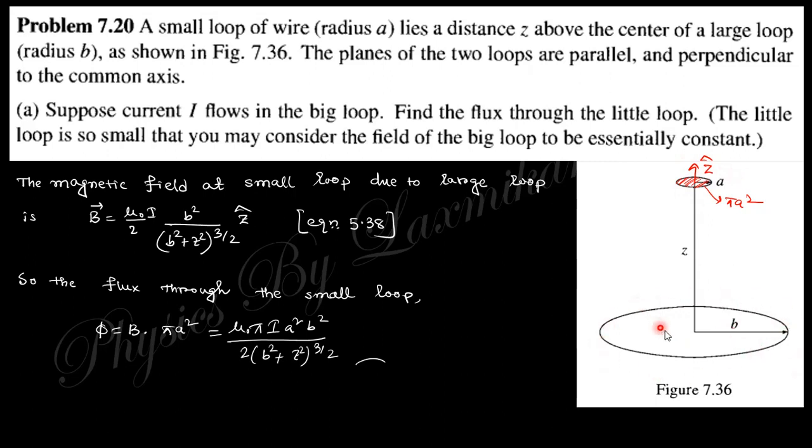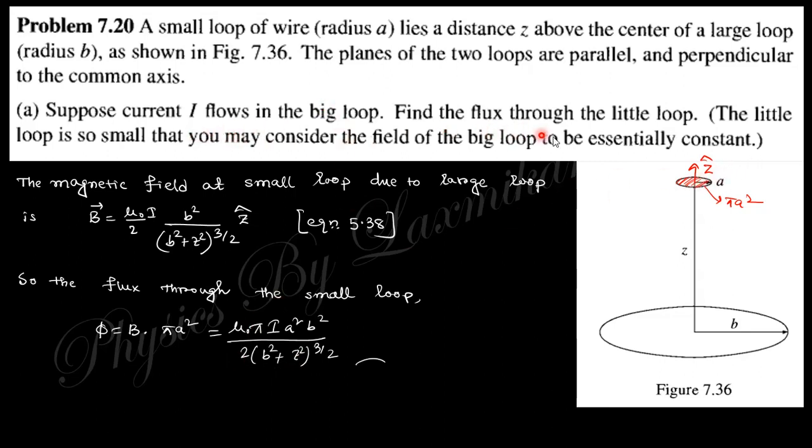Since there is a current flowing within the loop, there is a magnetic field in this region, and this magnetic field will be like that. You can see equation number 5.38 of this book, Introduction to Electrodynamics by D. J. Griffiths, right? So there is a magnetic field which is like that, and flux is nothing but magnetic field dot area. Since these are perpendicular, cos 0 is 1, so this is B times the area of this loop, that is pi a square. So this will be the flux within that region.